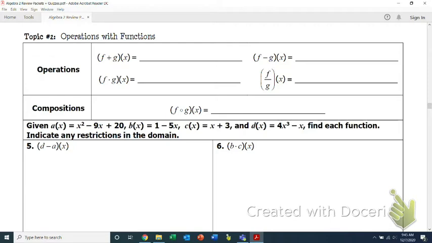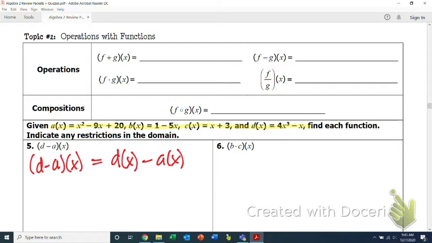All right, so right here on 5 through 10, we are given this important information right here: A of x, B of x, C of x, and D of x. So what you are doing, first, number 5, it says D minus A of x. All that means is D of x minus A of x. So you're looking for D of x.